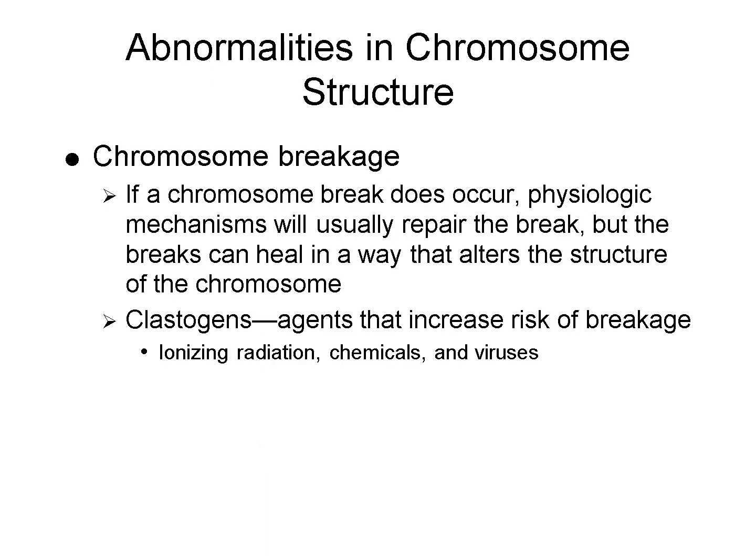Sometimes chromosomes can break, and although the body has natural repair mechanisms, the healing process can sometimes alter the chromosome structure. These changes can lead to genetic abnormalities. Certain agents, called clastogens, increase the risk of chromosome breakage. Examples of clastogens include ionizing radiation, harmful chemicals, and some viruses.